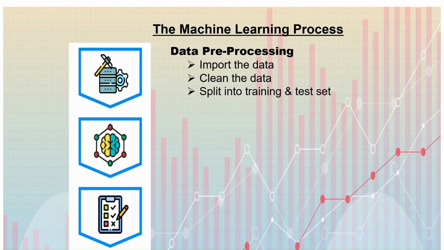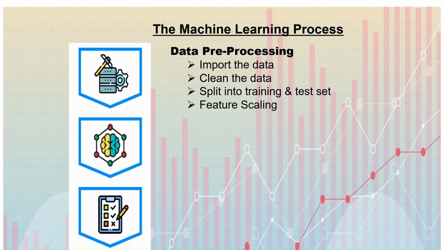Split into training and test set. To accurately assess your machine learning model's performance without overfitting or underfitting issues, it's necessary to split your data set into two separate sets. Details we will discuss in upcoming videos.